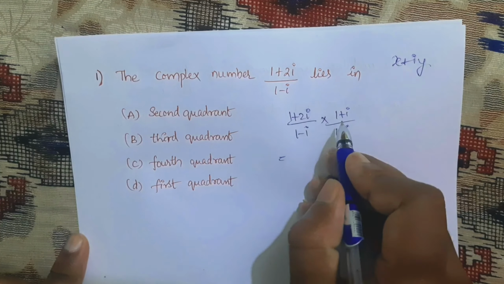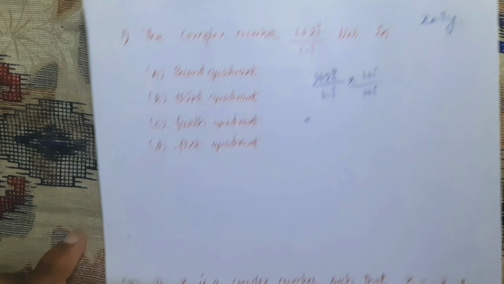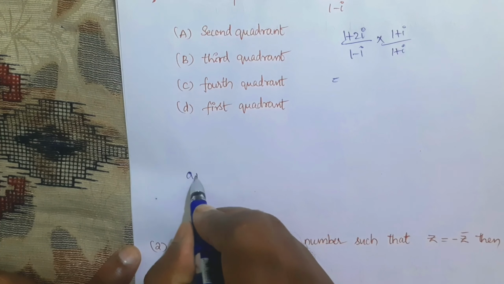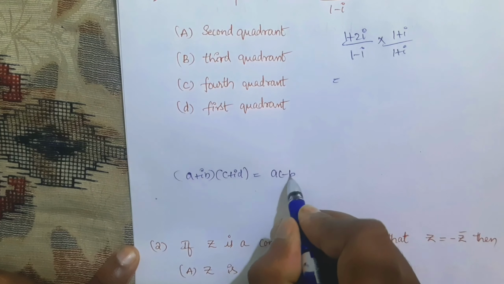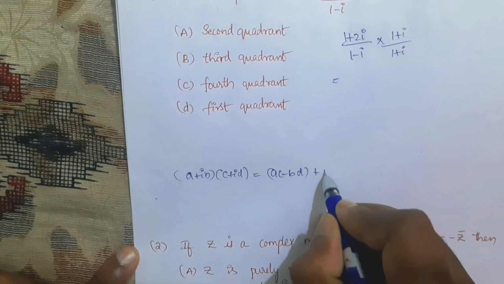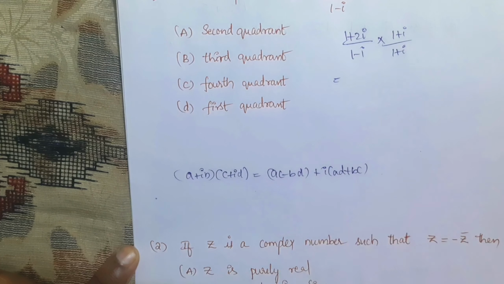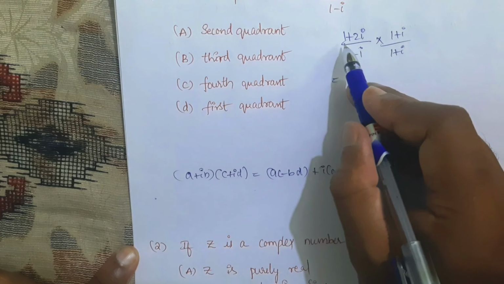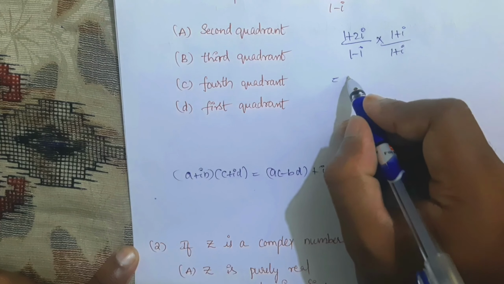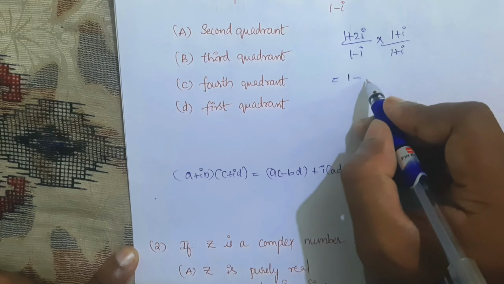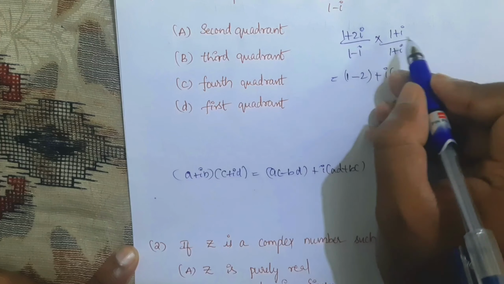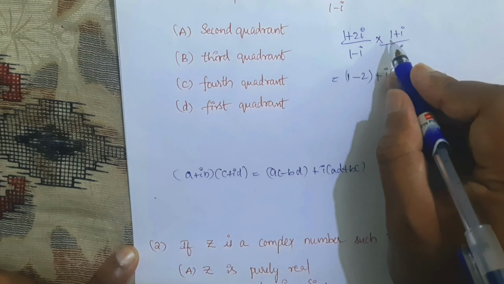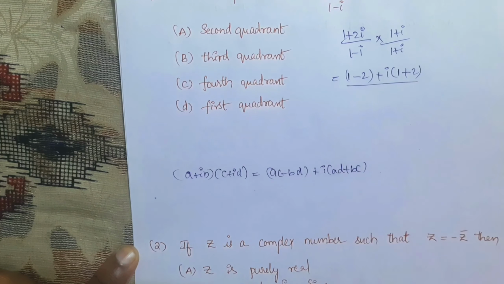Whenever we multiply two complex numbers, I have given a formula yesterday: (a plus ib) into (c plus id) is (ac minus bd) plus i into (ad plus bc). That formula is ac minus bd, 1 into 1, 1, minus bd, 2 into 1, which is 2, plus i into (ad plus bc), 1 into 1, 1, plus bc, 2 into 1, 2, divided by 1 minus i into 1 plus i.